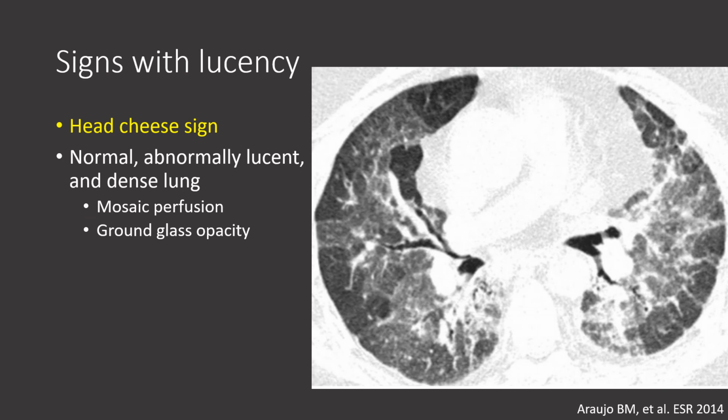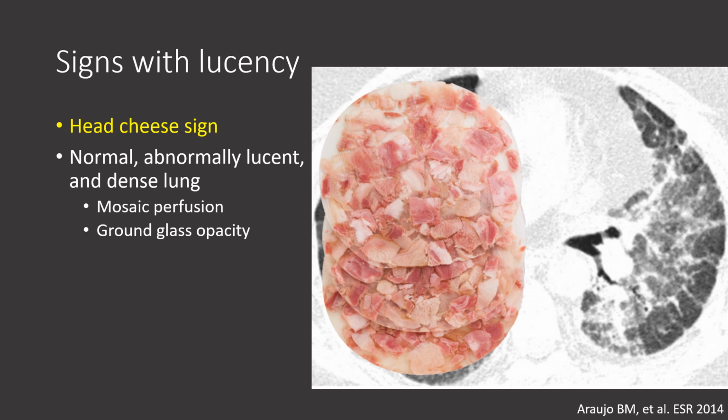On the right is an example of a head cheese sign where there's a combination of abnormally lucent lung, we see here, abnormally dense lung, which we can see here representing ground glass opacity, as well as areas of intermixed normal lung. That is, we're seeing areas of abnormally lucent lung, abnormally dense lung, and normal lung intermixed. The heterogeneous appearance with multiple different densities has been likened to head cheese, an apparent delicacy made from portions of pig head placed in a jelly, something I heard is good, but will never try.